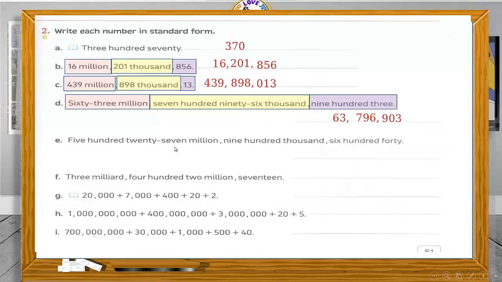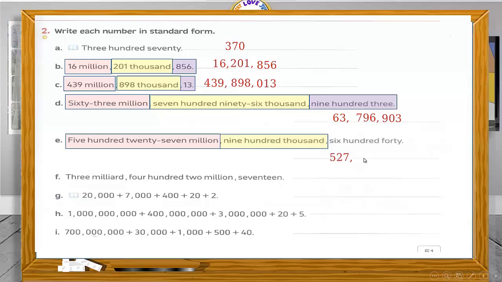Next one, 527 million. So you should write 3 periods like this and this. Write the first period, 527 million, like this. 527. 900,000, in the thousands place or second period, write 900. So you should put 0 and 0 in the tens and ones places. Last period 640, write 640 in the ones period.